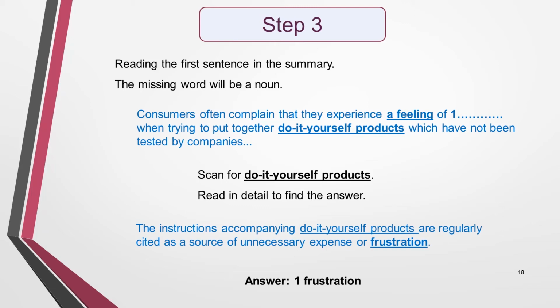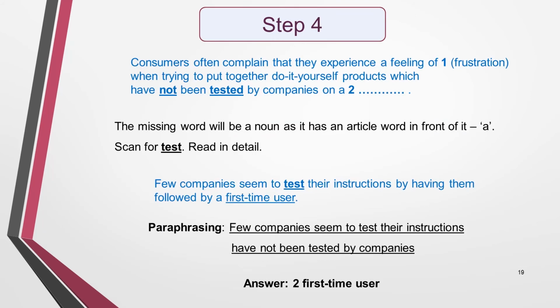I select do-it-yourself products as the key word phrase to scan the text for. I find it in the very first sentence. I then read the whole sentence in detail and confirm that the answer is indeed frustration. I fill in the answer and, before moving on, read the sentence to double check that it's grammatically correct. The second answer comes in the same sentence in the summary as the first. I reread the sentence and choose key words in the final phrase to help me locate the matching information.